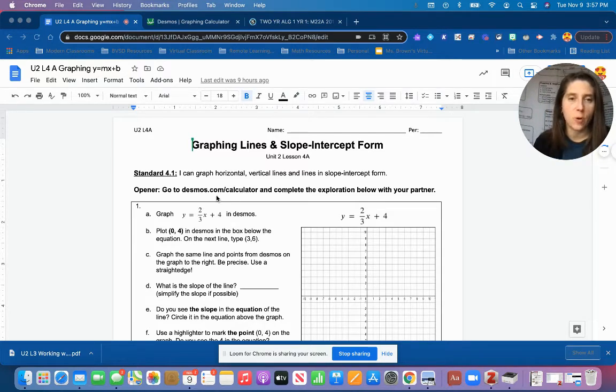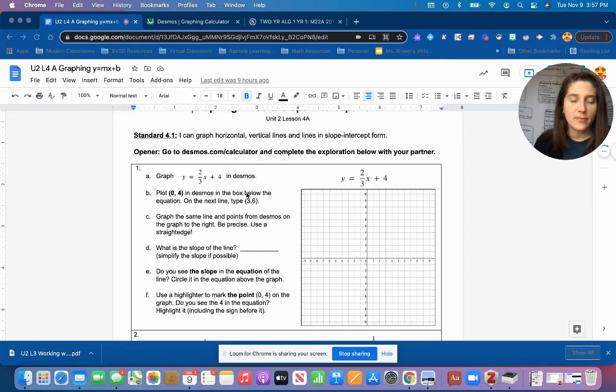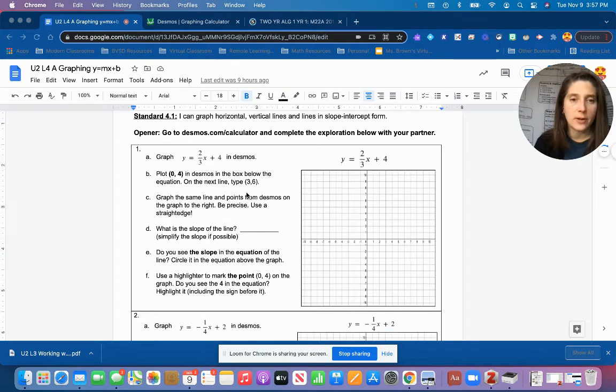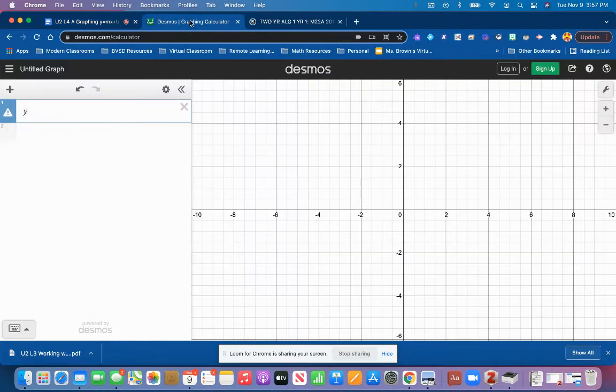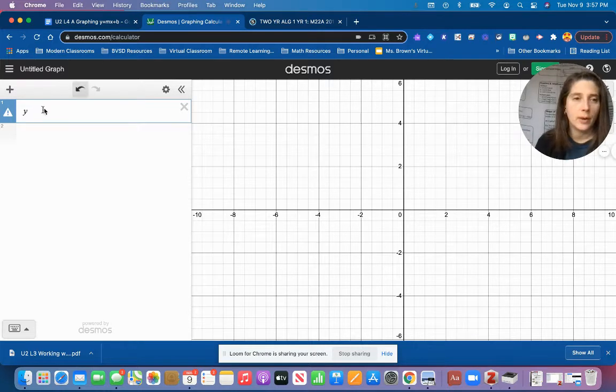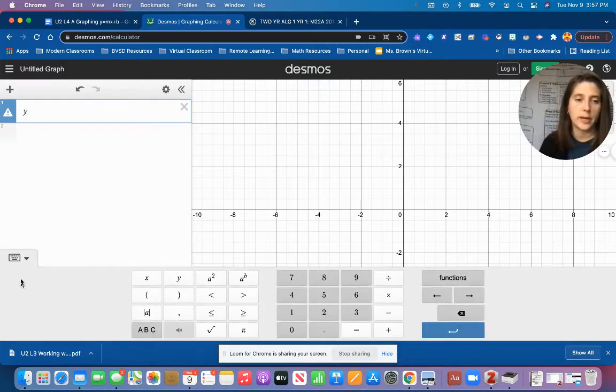So for lesson 4, we are going to go to desmos.com/calculator, and we're going to graph these equations. So I'm going to flip over to the Desmos calculator. You can see here desmos.com/calculator, and we're going to type in our equation. You can use your Chromebook keypad, or you can use the keypad that's built into Desmos.